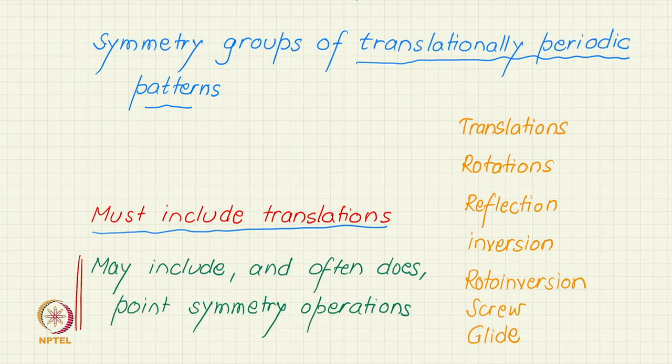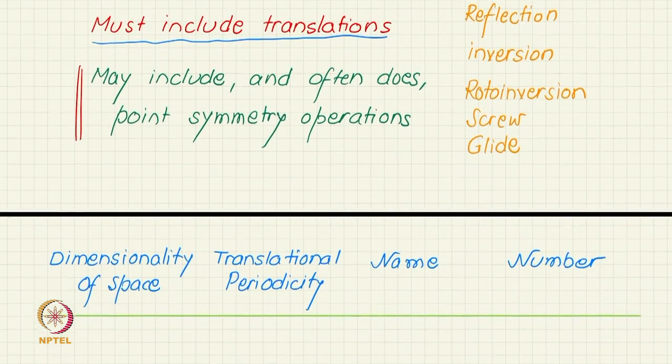So, a combination of all these operations combine in a certain way, and in fact, as we will see, there are 230 different ways of combining them. We cannot really go into the details of derivation of these 230 space groups, but through examples of some of them, we will try to understand how these operations combine and give you some specific space groups.